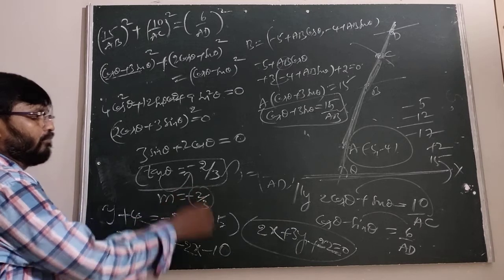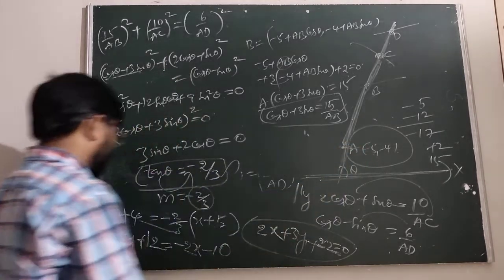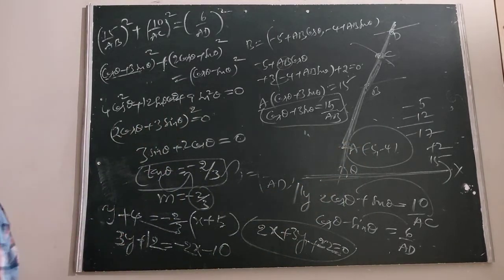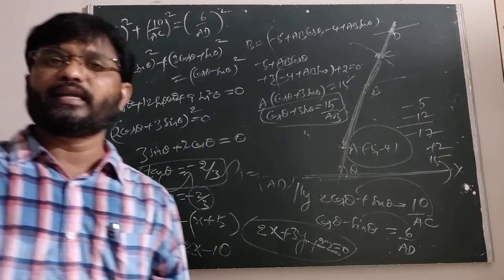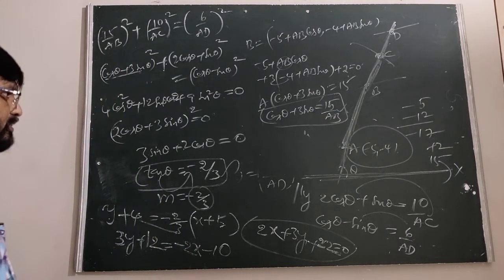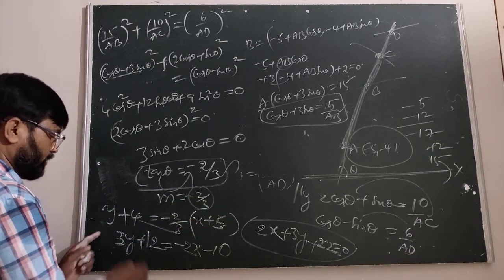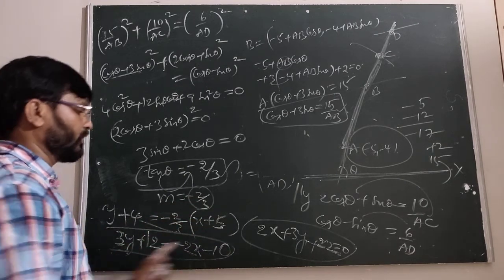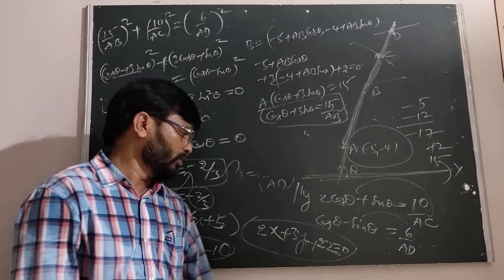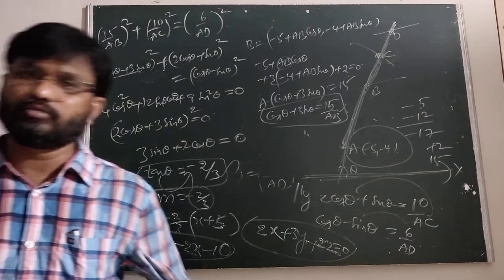When you know the m value and the point, we take the equation of the line by applying the slope point form. Y minus y1 equal to m into x minus x1. Y plus 4 equal to minus of 2 by 3 into x plus 5. After the simplification, we got the equation of the line as 2x plus 3y plus 22 equal to 0.